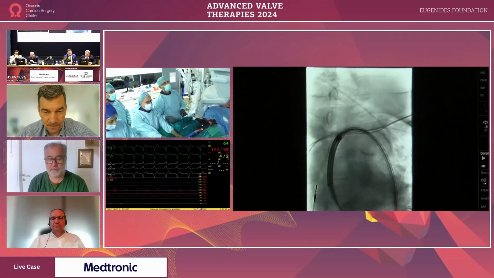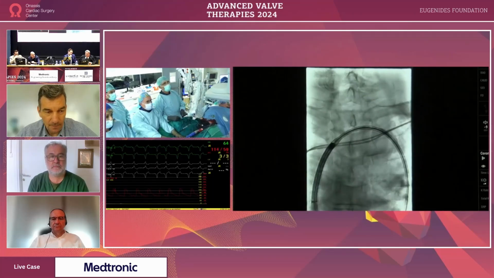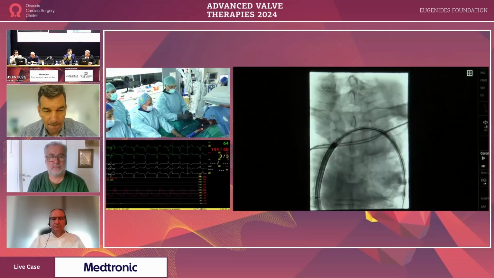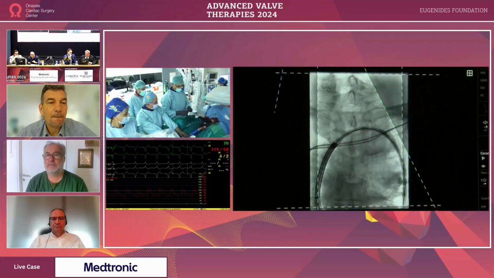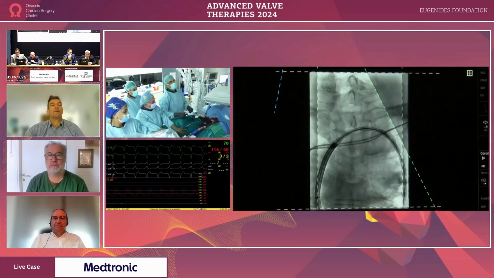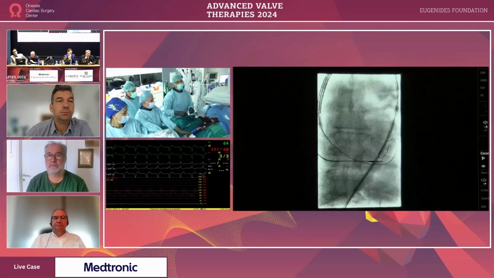The point that he's using the wire to pace is because pacing from the permanent pacemaker has a long lead, and the control takes much more time. That's the reason that Ioannis decided.